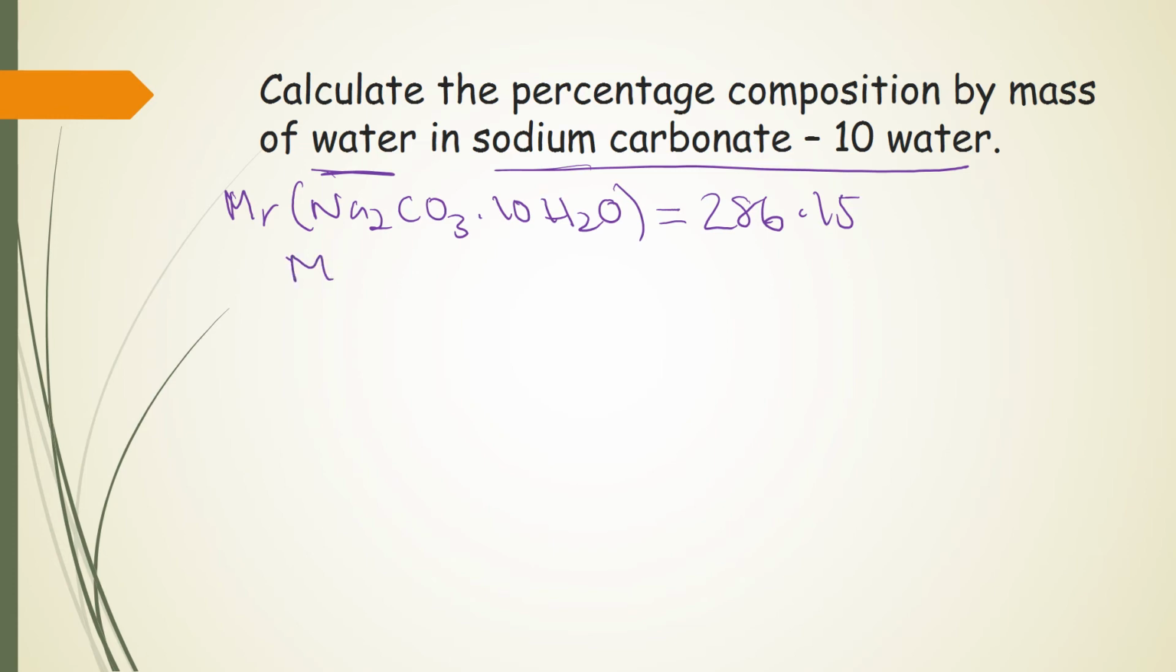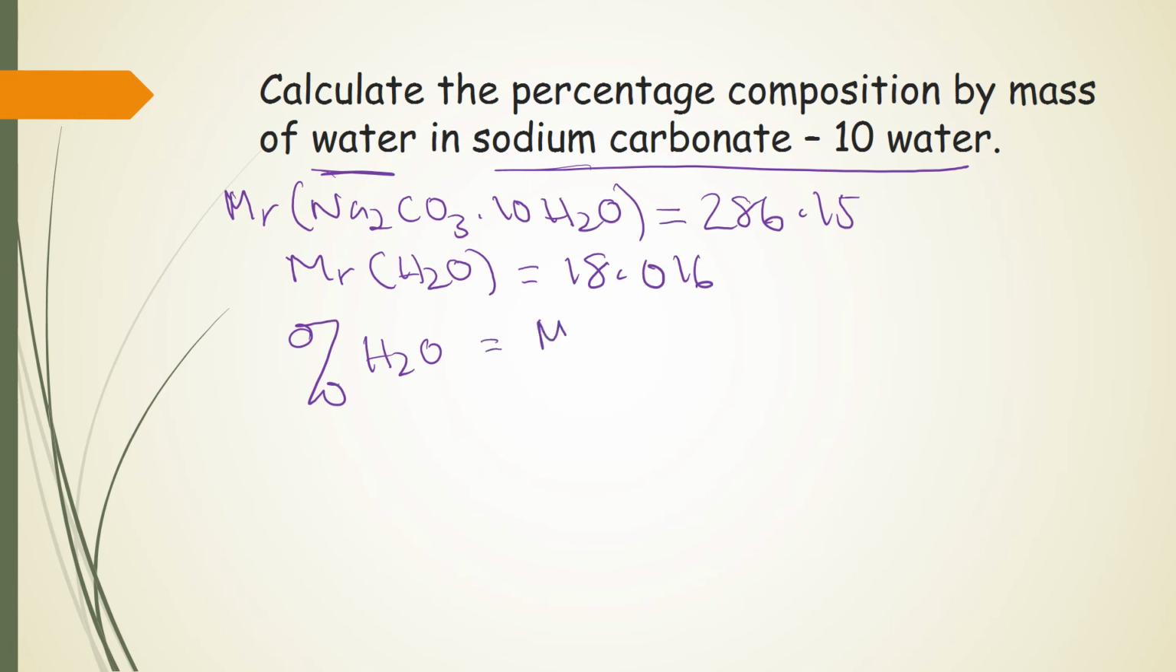Now the other thing we're going to do is, because we've been asked to find the water, I'm going to find the relative formula mass of water at the same time. So I'm going to go here. Well, 2 times hydrogen is 1.008, add 16, comes out to 18.016.